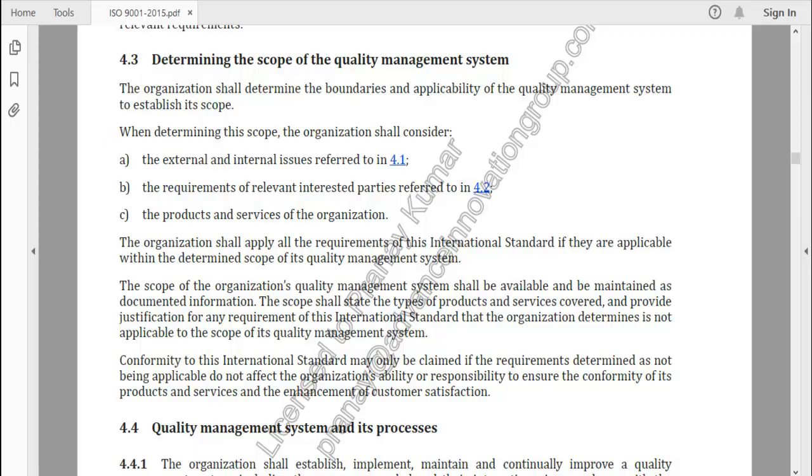Let me sum it up for you. Scope must be available as documented information. If you are seeking any exclusion, you must mention the exclusion and its justification. The ISO standard allows you to choose from your entire product or service categories, but that must be mentioned wherever you are mentioning the scope. You can choose to go in with certain locations and do away with certain others, but again, it must be mentioned as a part of your scope statement for ISO 9001.